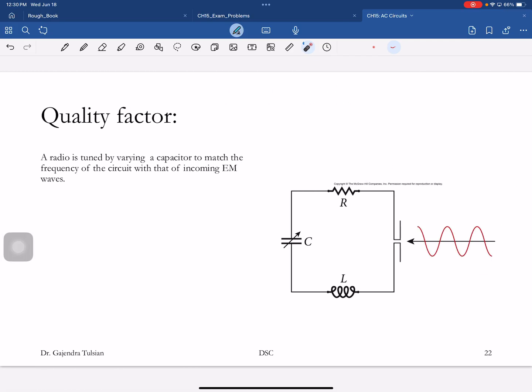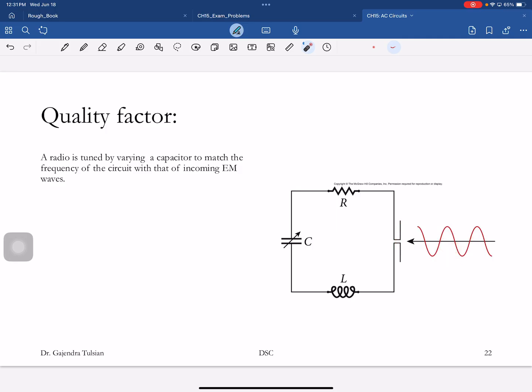All right, so here's your circuit. This is your power source. What is that? It's a radio wave. That's right. It's an electromagnetic wave, and this is your radio wave. So you're catching this wave using this dipole antenna.